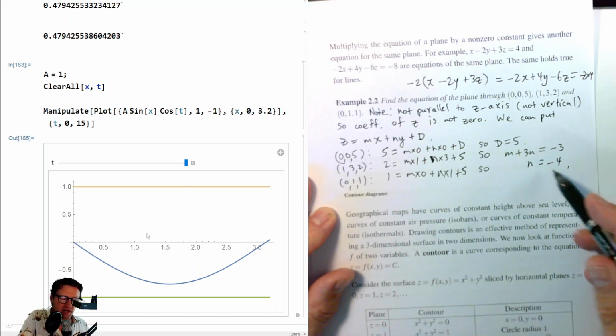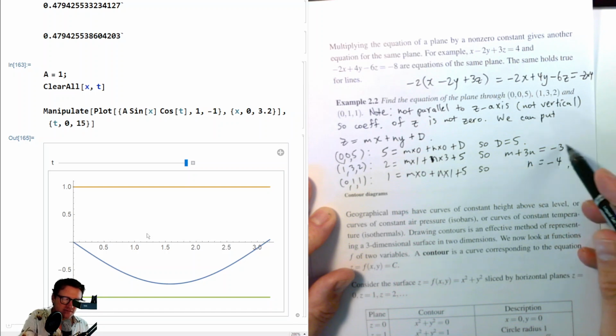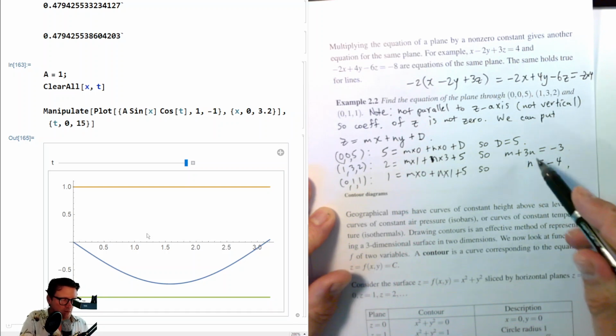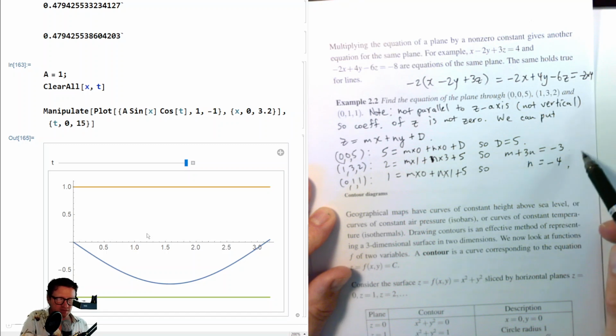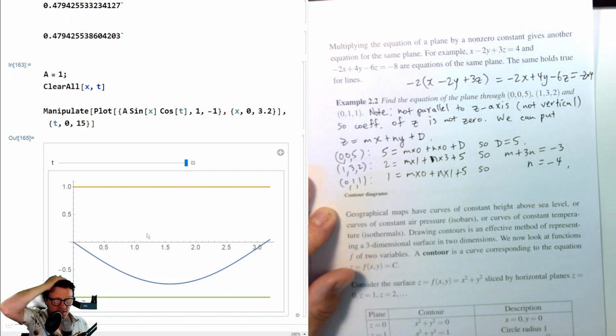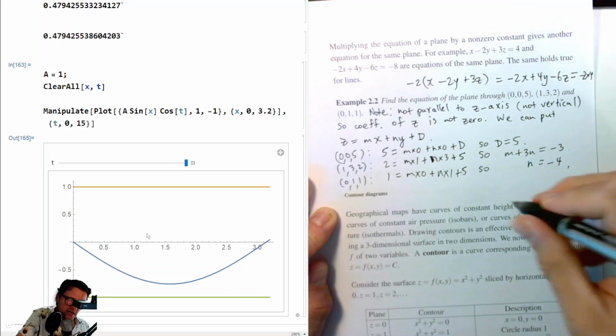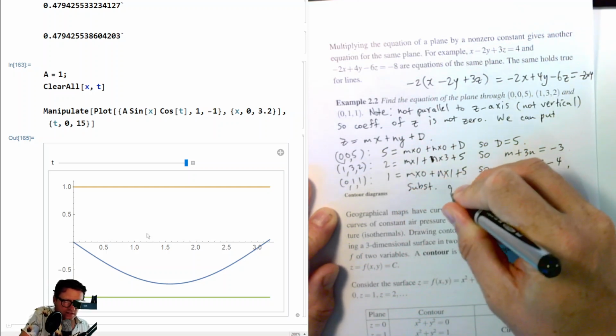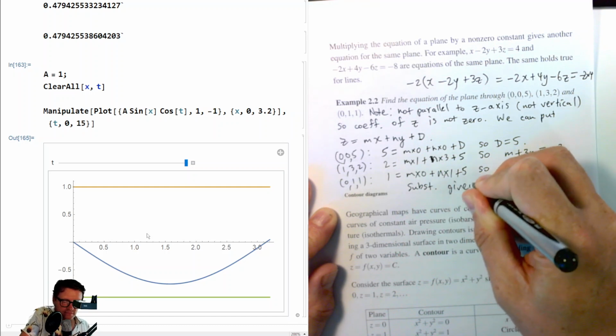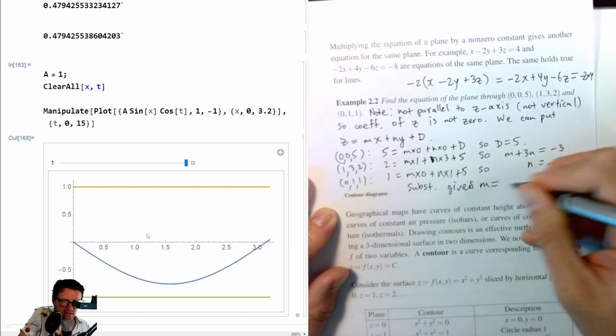So when we sub in minus 4 for n into this first equation, well, we've got minus 12, right? So we take that minus 12 over to the right-hand side. We have 3 minus minus 12, which is 12 minus 3, so we get 9. So substitution gives m equal to 9.